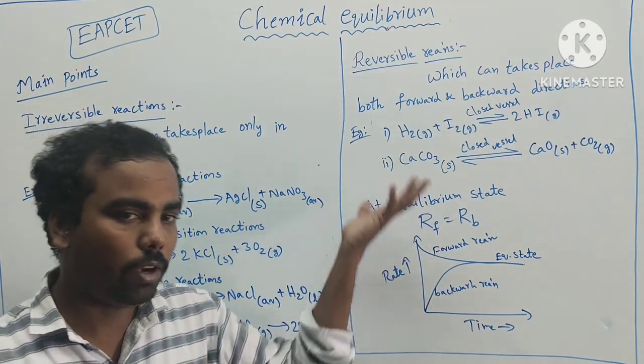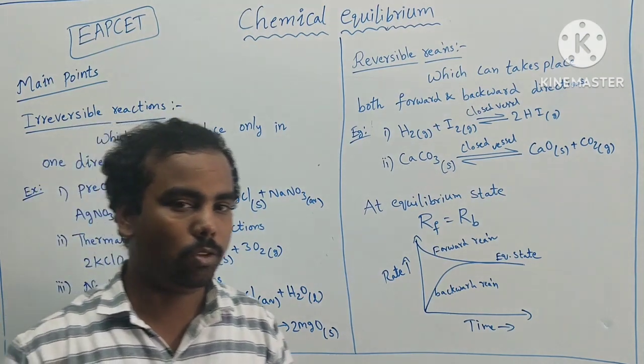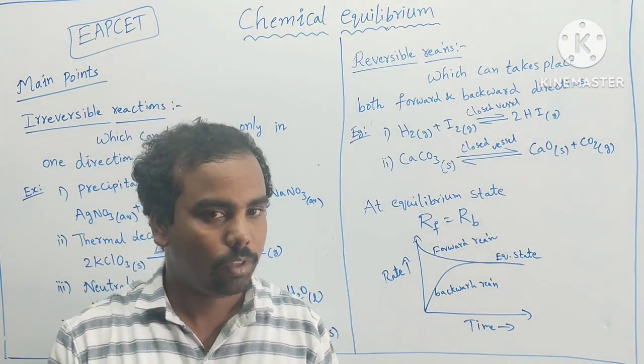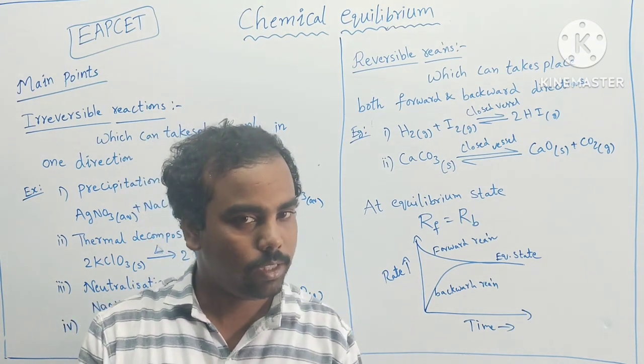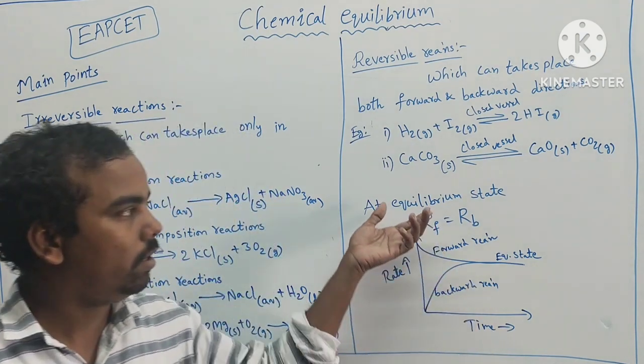Different examples. Haber's process is one example: N2 plus 3H2 forms 2NH3. Next, esterification: CH3COOH, acetic acid, plus ethyl alcohol forms ester plus water. So that is another example.